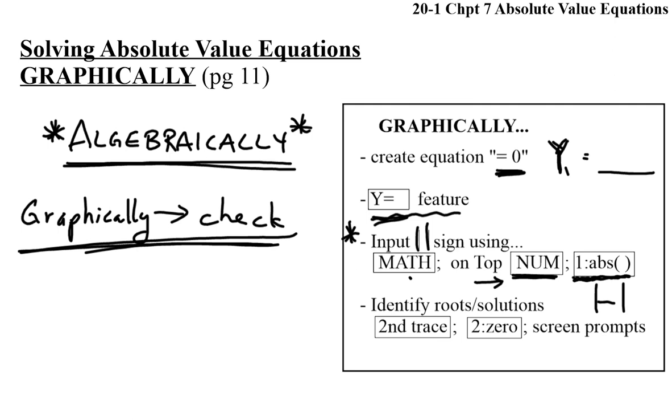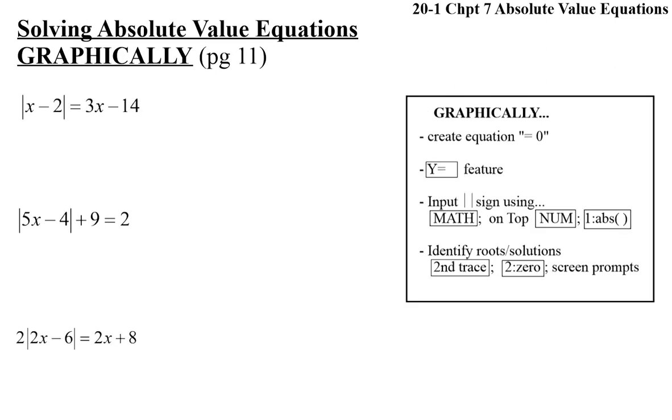Once you've input your equation, you graph it like we did, and we're still doing second trace. We want the zeros, and we follow the screen prompts to get them. So here we go. Let's take a look at a couple. Looking at page 11, there's the first question on page 11 that I want you to do. Actually, all three of them are there. Let's walk through one together, and then you can take a look.